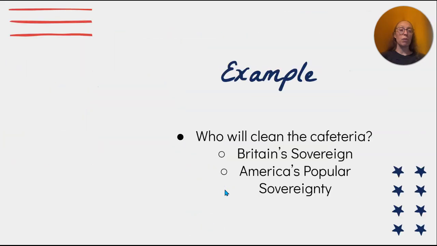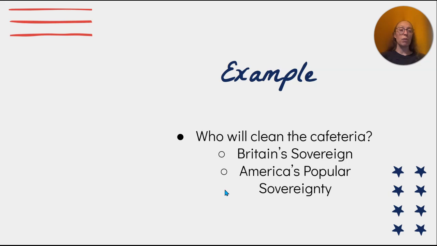Now, to give an example of this, let's say it's one of those days when our head custodian is out, so there's nobody there to clean the cafeteria because they couldn't find a sub. So, in something like Britain's sovereign, the king, let's call that the principal, would decide, all right, so-and-so, you are going to be cleaning the cafeteria. And today, the principal just happens to decide that is you. Yes, you, the student listening to this video. You are in charge of cleaning the cafeteria because the king said so. That's British sovereignty. Okay? You didn't have any choice.